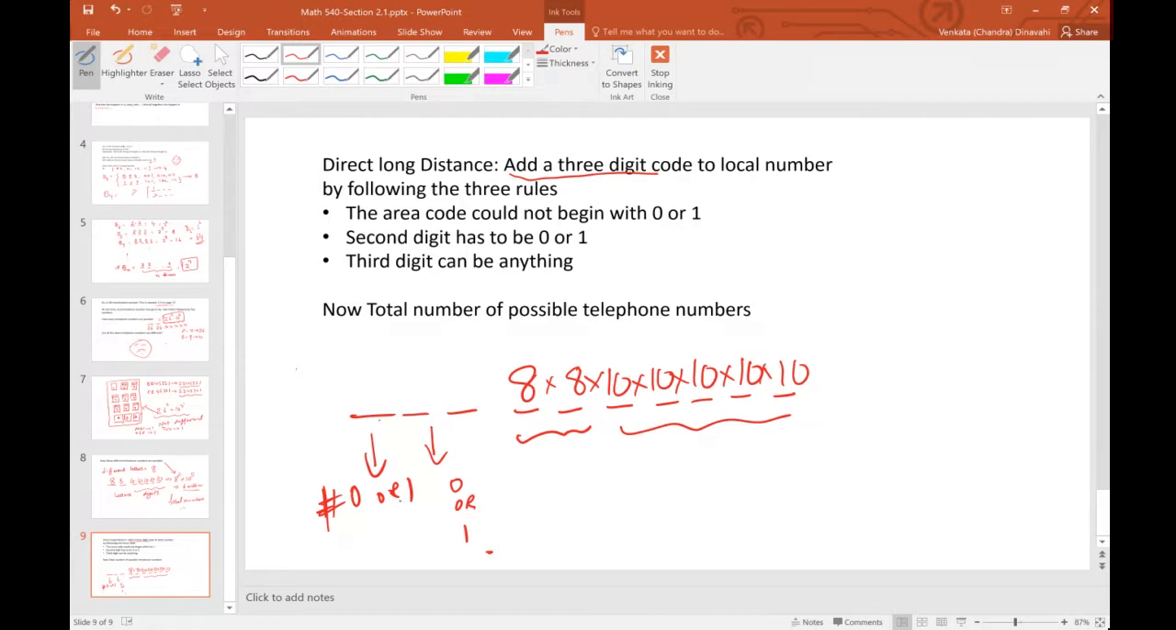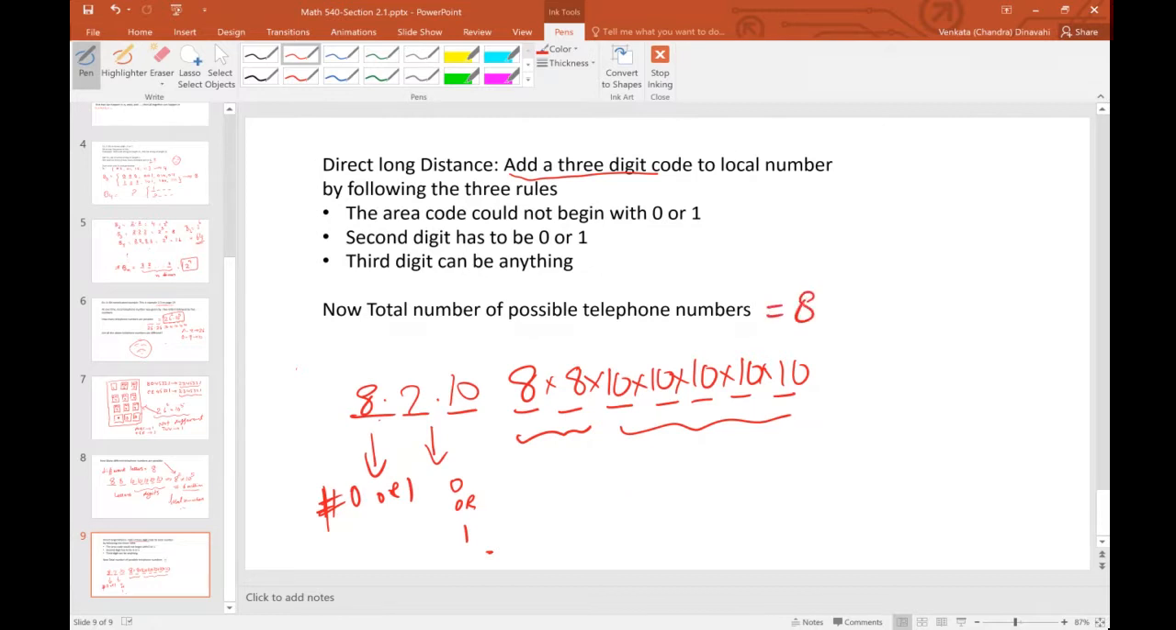There are a total of 10 digits, 0 to 9. How many different ways can I fill the first? It cannot be 0 or 1. It can be any other digit. So how many different ways can I fill this spot? 8 different ways, right? From 10 digits, you remove 2 digits, so 8 digits are possible. The second has to be 0 or 1, so there are only 2 choices to fill this part. The third has no restriction.